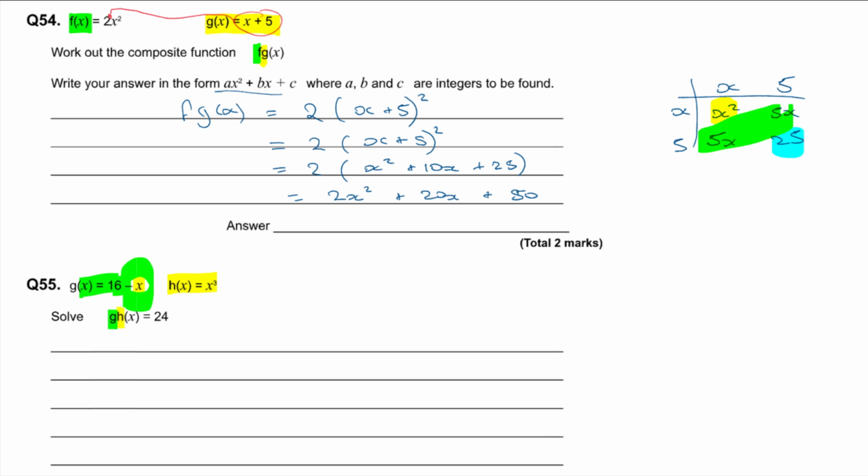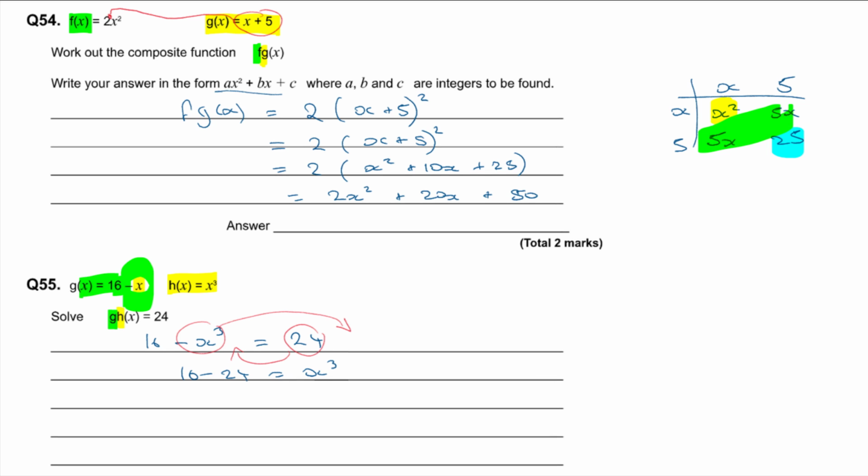All right, so I'm going to take that x cubed, I'm going to replace the x in g of x with x cubed, and then I'm going to get g of h of x. So that is going to be 16 minus, rather than having x, I'm going to replace x with x cubed, and then that is going to be equal to 24. Okay, so rearranging that, let's move the x cubed over to the other side, make it positive, and let's move this 24 over here to make it negative. So that's going to give me 16 minus 24 is equal to x cubed.